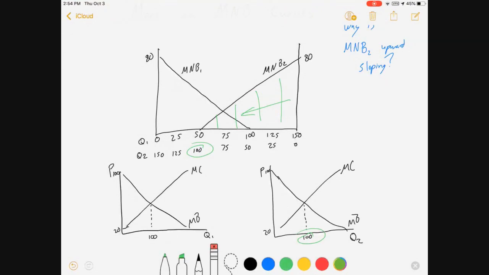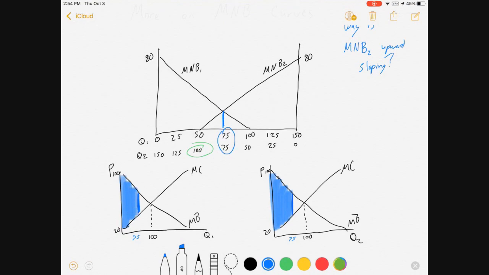Now, with that in mind, a little bit of a precursor before we introduce net present value and such. Why is it that we are interested in this kind of point? The idea where the two marginal net benefit curves are equal to each other. So I want to plot this on both graphs. Let's put a 75 here and a 75 here.